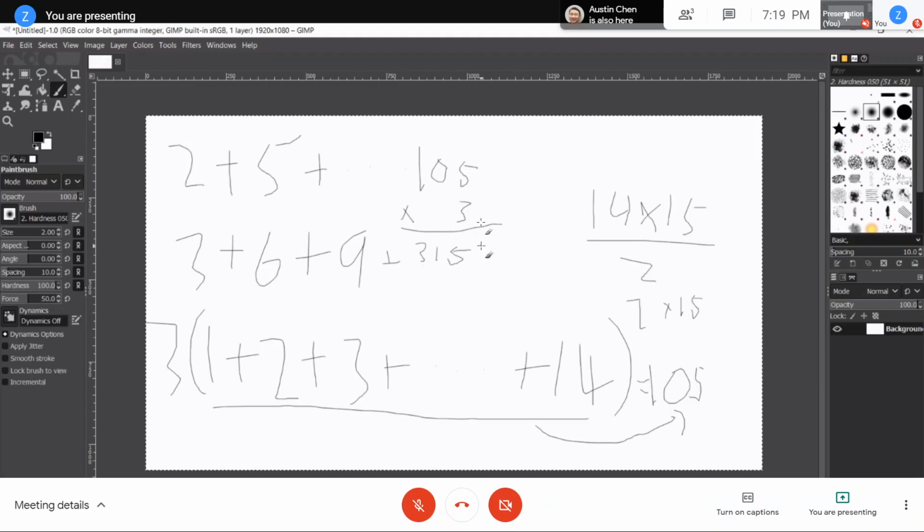And so we know that it's 315, but also every term, to get to this, we've added 1 to every single term. So if we take 1 from every single term, there's 14 terms, so you take away 14, so you get 301.